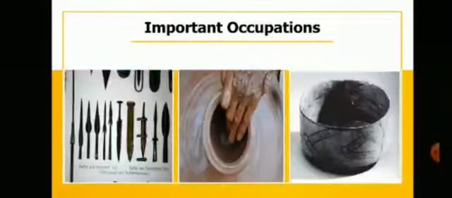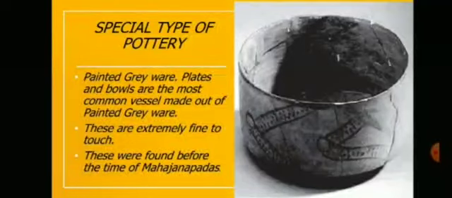The potters made earthen pots. Some of these were grey in color. These were famous and they were called painted greyware. Plates and bowls are the most common vessels made of painted greyware. These are extremely fine to touch and these were found before the time of Mahajanapadas.